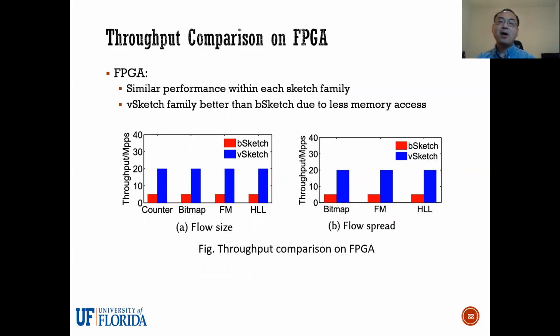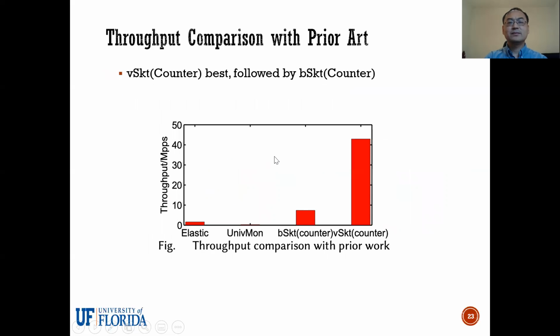Hardware implementation. Our FPGA is a modest one, it's not a powerful one. But we can see that different families in vSketch or bSketch achieve similar throughput due to pipelining. But vSketch achieves higher throughput than bSketch. Comparison with prior art in terms of throughput. We compare with Elastic Sketch and UnivMon, and we can see that the proposed algorithm achieves a lot higher throughput than these two prior works.